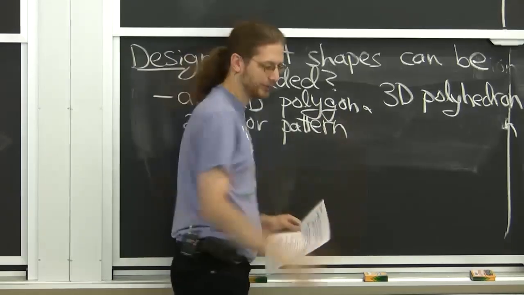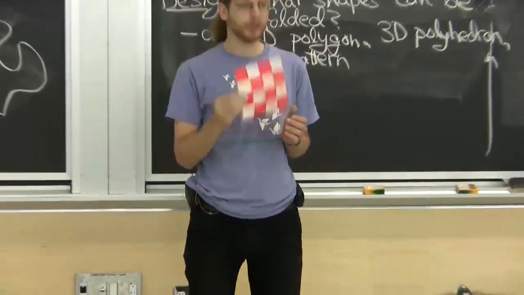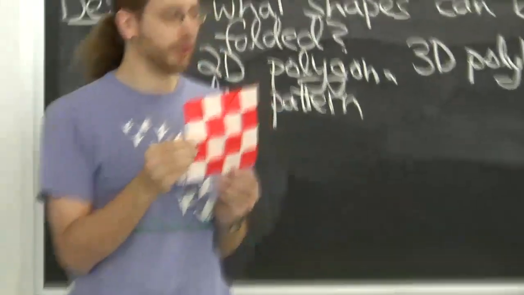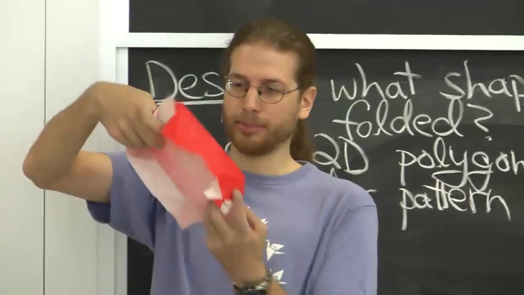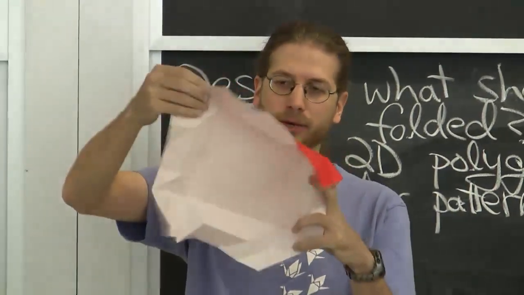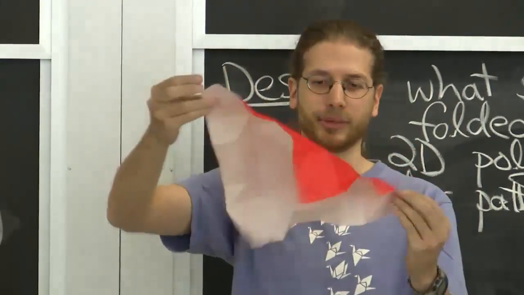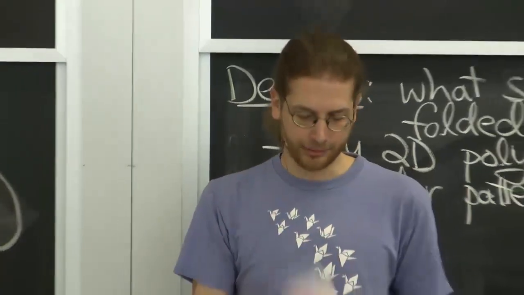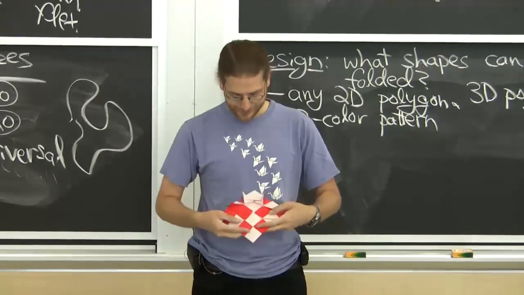So I have a tiny example here, which is, yeah, it's still alive, a 4x4 checkerboard. And it's made from one square paper that's white on one side and red on the other. So you get some idea of making two-color patterns. This one's pretty easy to fold. It even folds itself, almost.